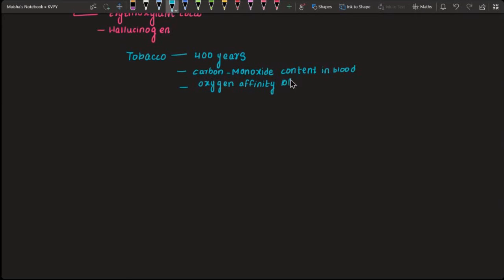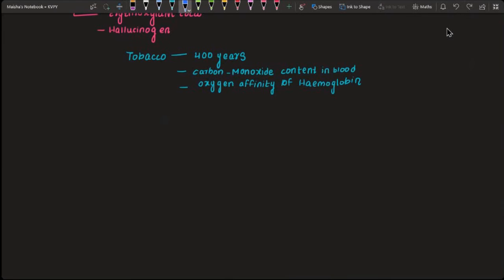It will also reduce the oxygen affinity of hemoglobin, which is the respiratory pigment. So several harmful effects of tobacco abuse can include causing lung cancer, oral cancer, etc.